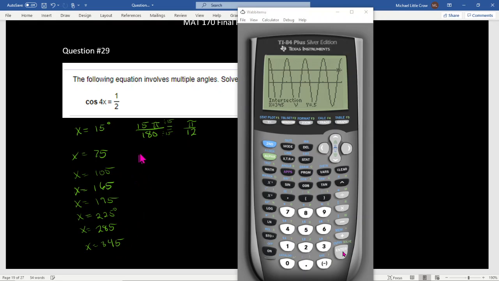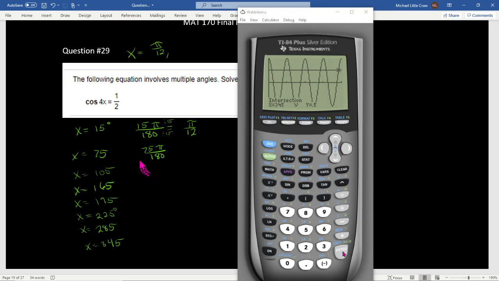Again, our answer up here, I'll put that up here, is going to be pi over 12. The next one's 75 pi over 180. Pi over 180 is our conversion factor, right? Because at pi over 180, that's a place where they're equal. And then we just reduce it.